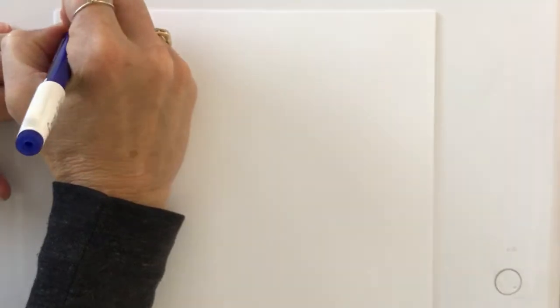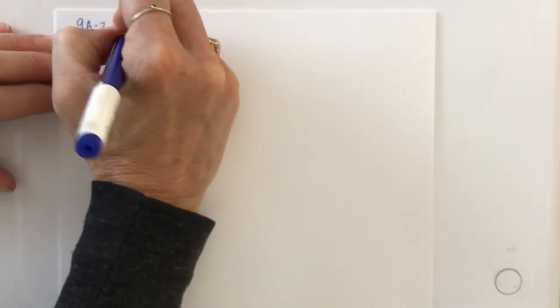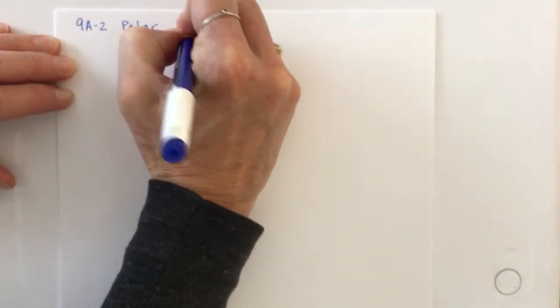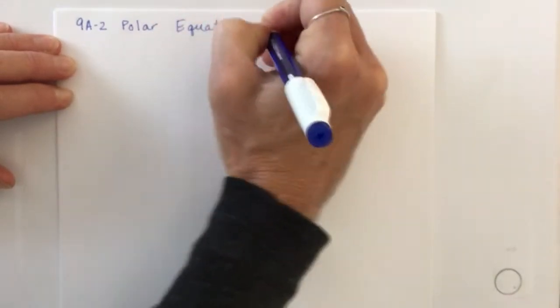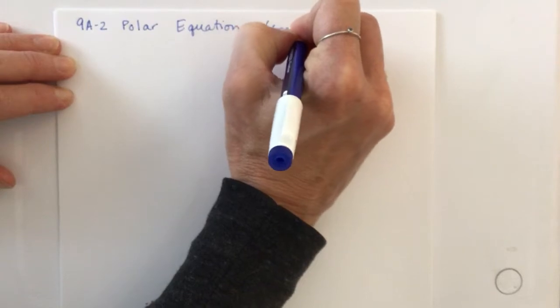Morning. So this is our second lesson in polar equations. And today it's going to get a lot more interesting than yesterday's polar equations. And we are going to start graphing some different kinds of equations. So we're graphing by hand.